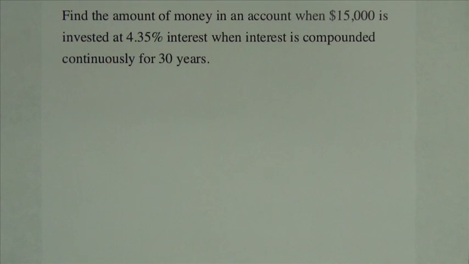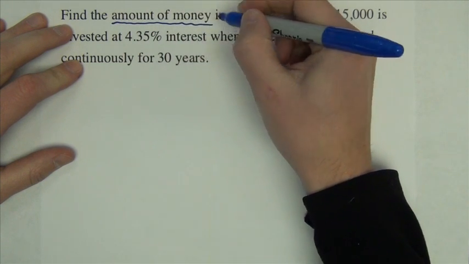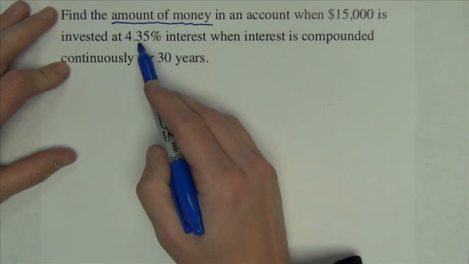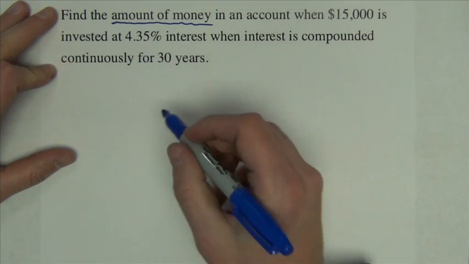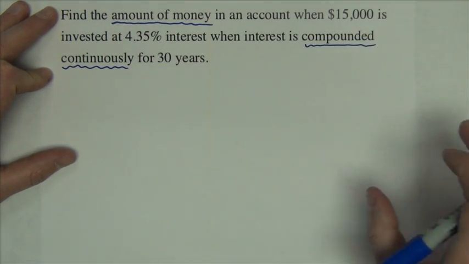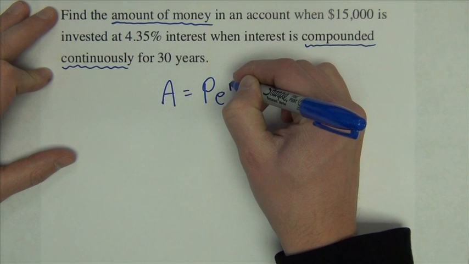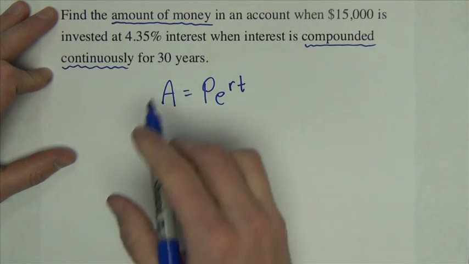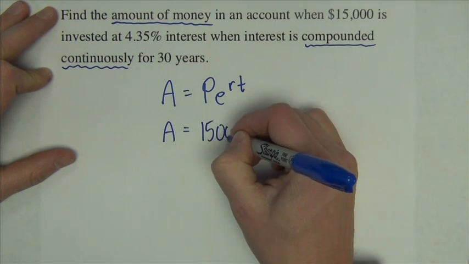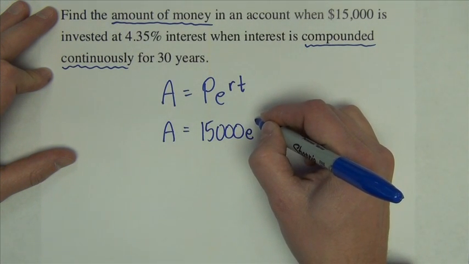Alright, now a typical compound interest problem might look like this. Find the amount of money in the account, so that's the capital A, when $15,000 is invested at 4.35% interest when interest is compounded continuously. That's important. Again, that's the wording that leads us to the right model. The right model here is A equals Pe raised to the rt power for 30 years. So we're looking for the amount of money. We began with $15,000. e raised to the r. Now the r has to be put in as a decimal.